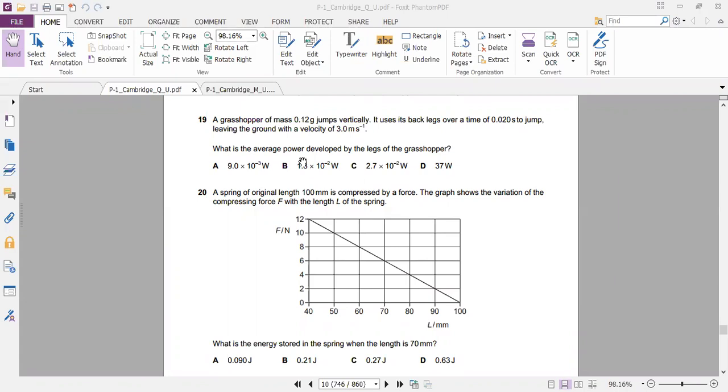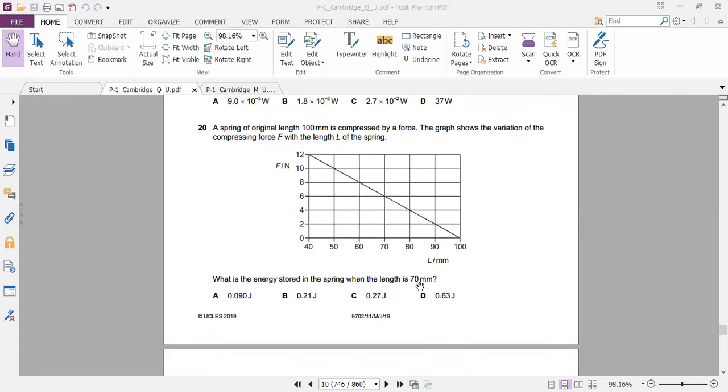কি বলতেছে? A spring of original length 100 mm is compressed by a force. The graph shows the variation of the compressing force F with the length L of the spring. What is the energy stored in the spring when the length is 70 mm? So খেয়াল করেন length যখন 70 mm, এখানে যদি আমরা energy stored বের করতে চাই, we must use the equation which is area under the graph, which is W equals to half into F into delta X or the extension.